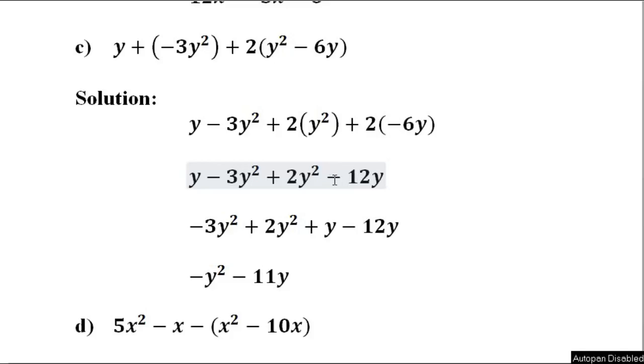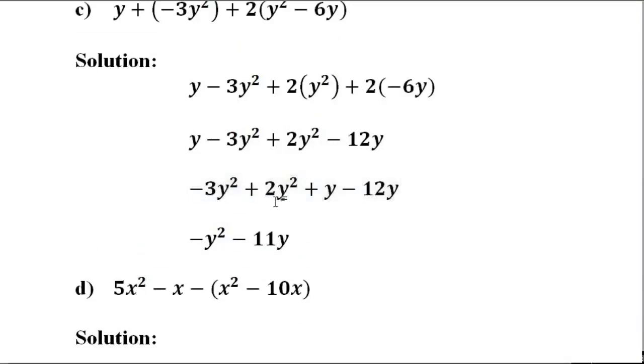Remember, distributive property does not change the value of an expression, because positive 2y squared negative 12y is equivalent to 2 into y squared negative 6y. Now, I'm going to combine like terms in this expression. We have negative 3y squared, positive 2y squared with the same variable y and the same power. Next, we have positive y and negative 12y with the same variable y and the same power.